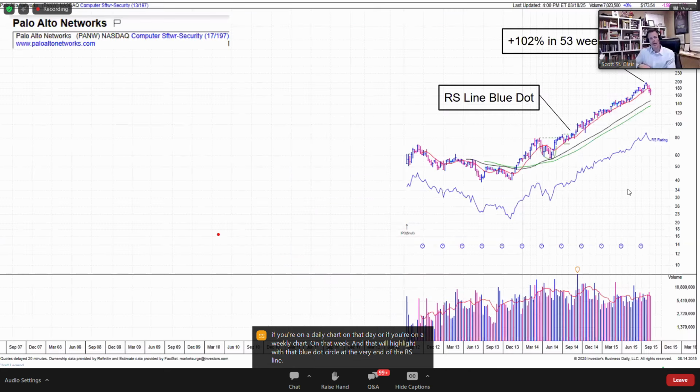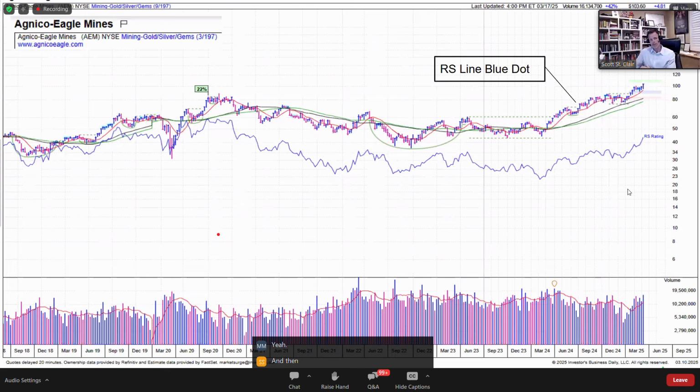So here's Palo Alto Networks, a historical example, breaking out of this flat base with the RS line blue dot as it does that. And you can see how you had a little bit of a head fake below the 10-week line about 5 or 6 weeks into the move, but otherwise it was a pretty easy hold as it held that moving average the whole way up. And then currently at Agnico Eagle Mines, the gold sector has been really strong. So this was on the RS line blue dot list as it emerged from that cup right there.